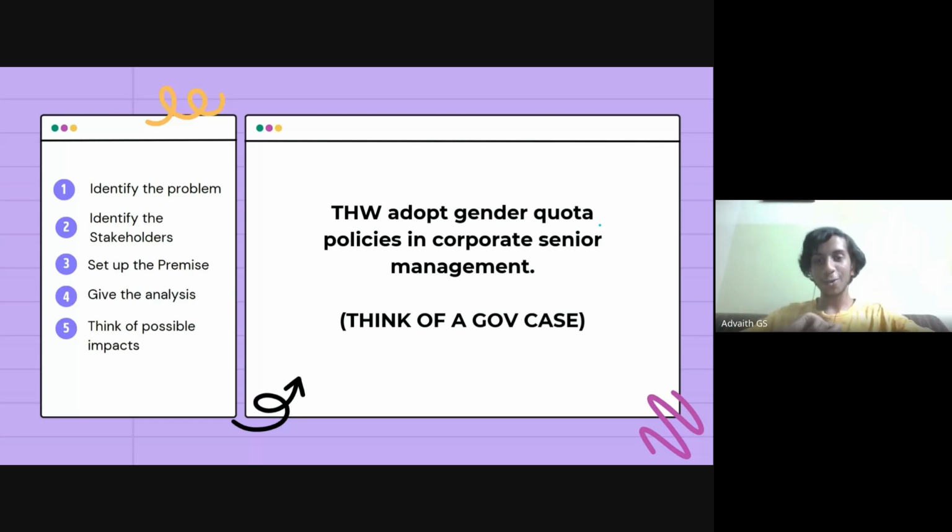The House would adopt gender quota policies in corporate senior management. We're just going to tackle the government case. What do you mean by gender quota policies? It basically means that a specific percentage of positions are going to be reserved for women, in the sense that nobody else can occupy them. To understand what a quota is, only women will occupy those positions. Corporate senior management means CEOs, managers, people who engage not directly in technical fields, but in managing people and resources, and so forth. I hope it is clear.